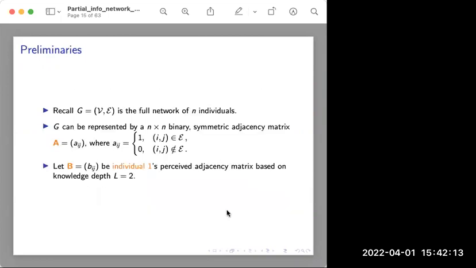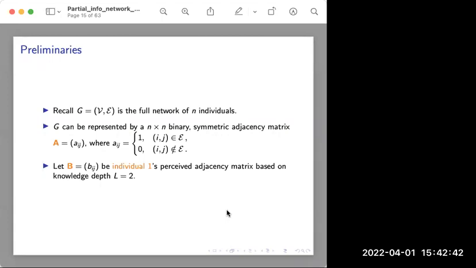So back to the setup again. Recall that we have a graph with a collection of nodes and a collection of edges. Because the edges are binary and undirected, we can code this graph into an adjacency matrix. It's an n by n binary symmetric adjacency matrix, where the ij-th entry equals 1 if i and j have an edge connecting them.